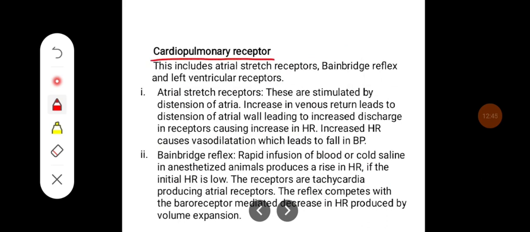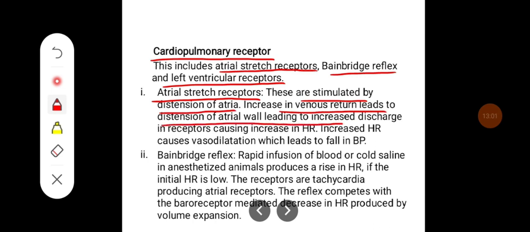Cardiopulmonary receptors. These include atrial stretch receptors, the Bainbridge reflex, and left ventricular receptors. Atrial stretch receptors are stimulated by distension of the atria. Increase in venous return leads to distension of the atrial wall, leading to increased discharge in receptors, causing an increase in the heart rate. Increased heart rate causes vasodilatation, which leads to a fall in blood pressure.